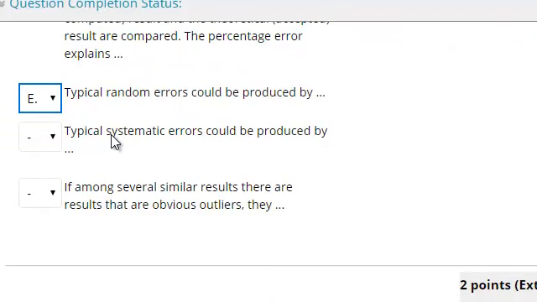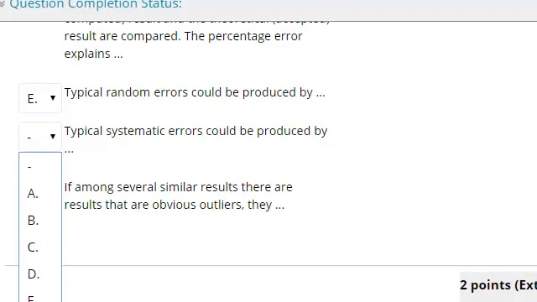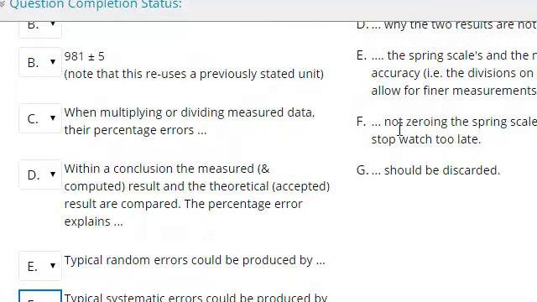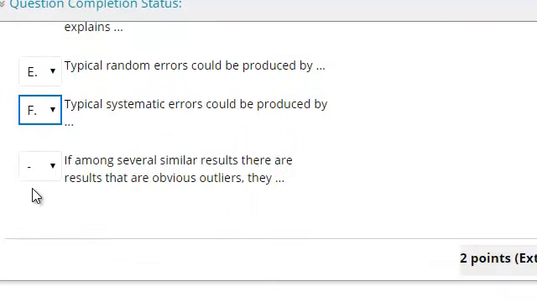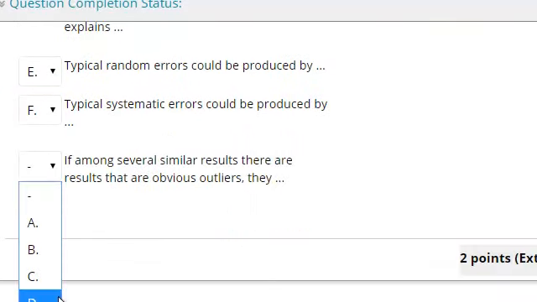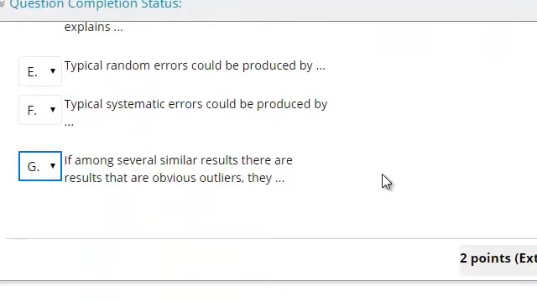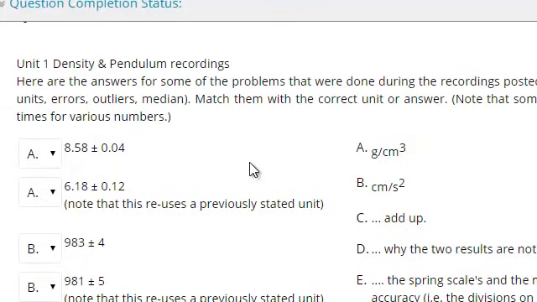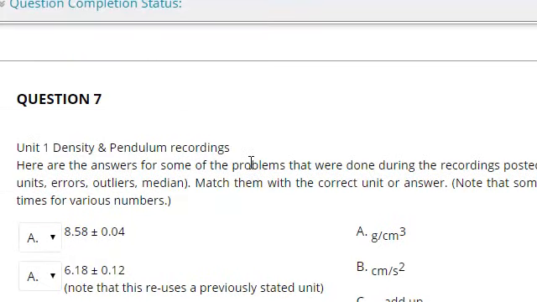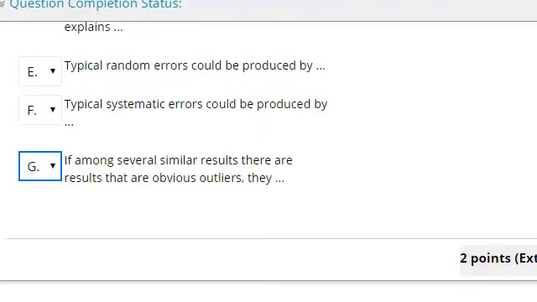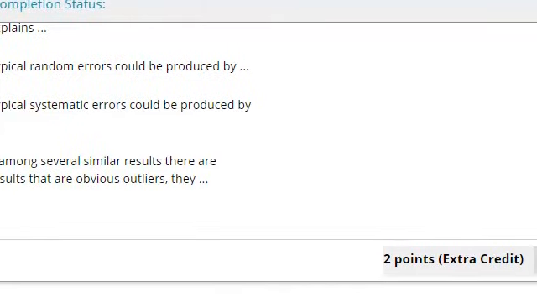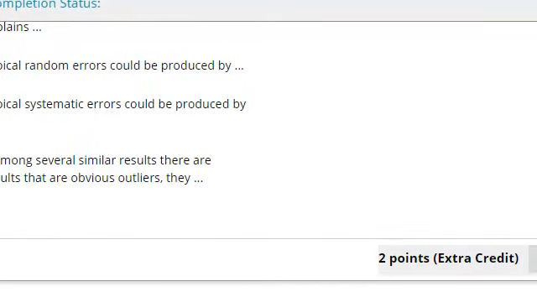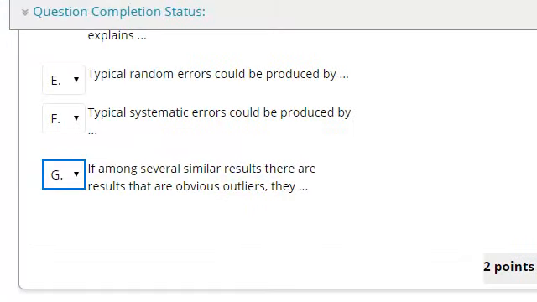Typical systematic errors could be produced by not zeroing the spring scale correctly, and then if amongst several similar results there are results that are obvious outliers, they should be discarded. This is actually more about measurements. Notice this is also an extra credit question. Yep, there it is. Extra credit question. So that wasn't actually in the book. It was that extra video that I posted, but again I actually gave the answers away for this one.